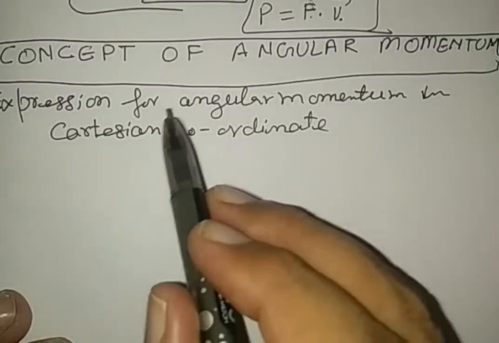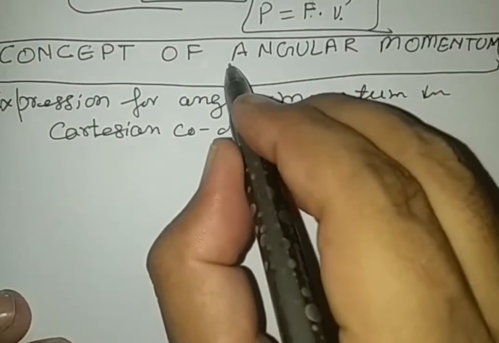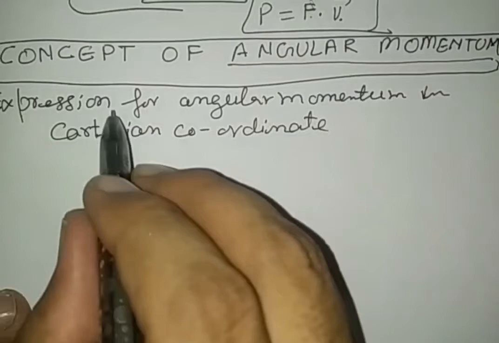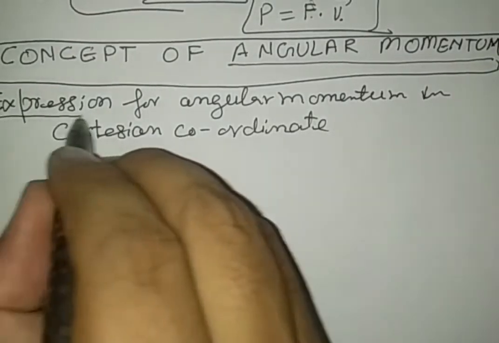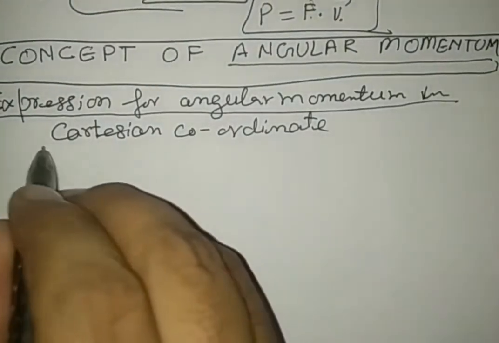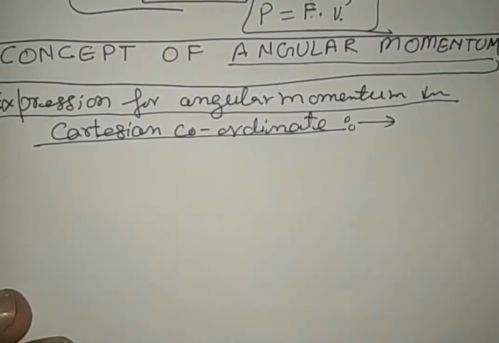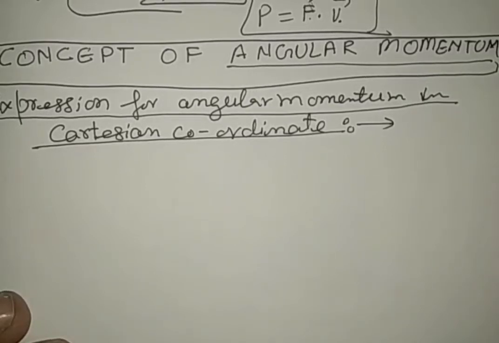In this topic we will see the angular momentum. We will obtain the expression for angular momentum in Cartesian coordinates. We will see what angular momentum is and how its expression can be obtained. To see this, look very carefully at the concept of angular momentum.